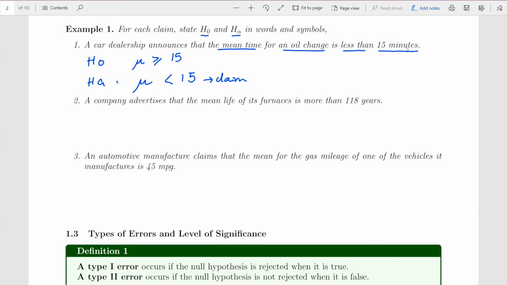So in words, the null hypothesis is the mean time for an oil change is at least 15 minutes. And the alternative hypothesis is the mean time for an oil change is less than 15 minutes.